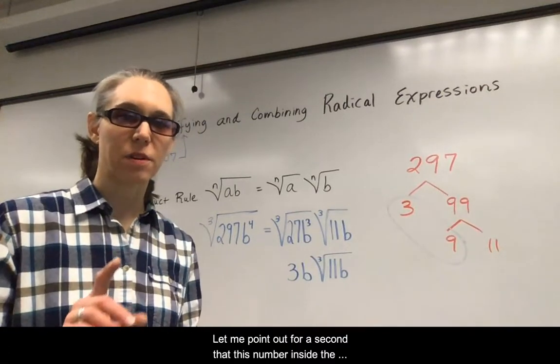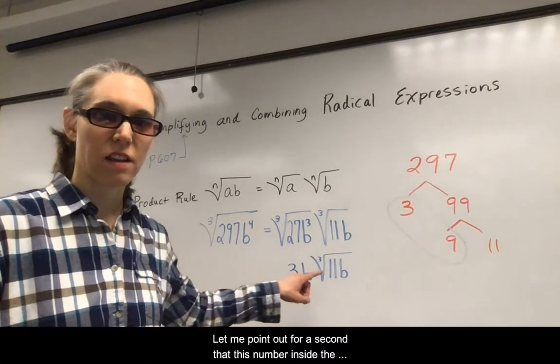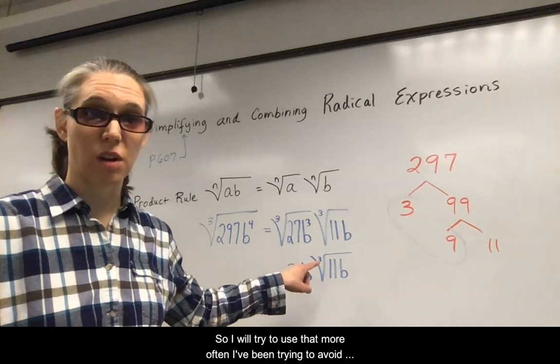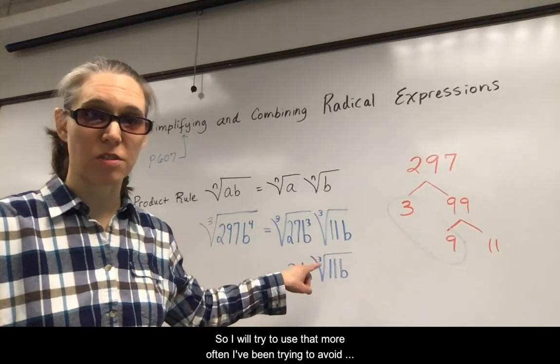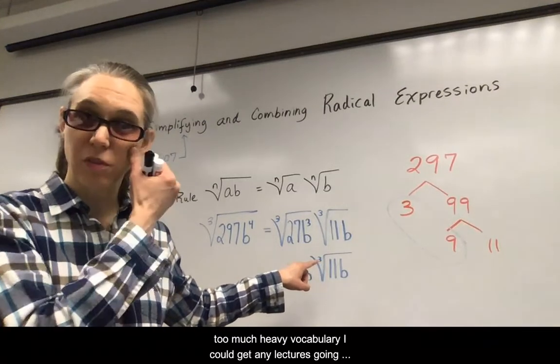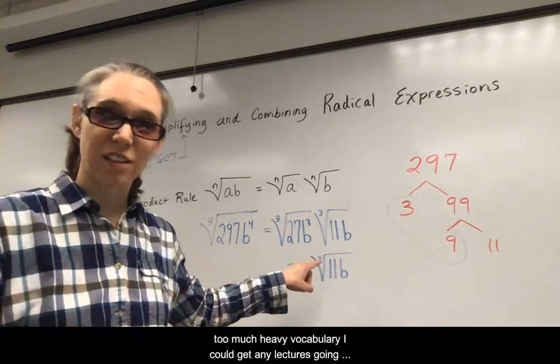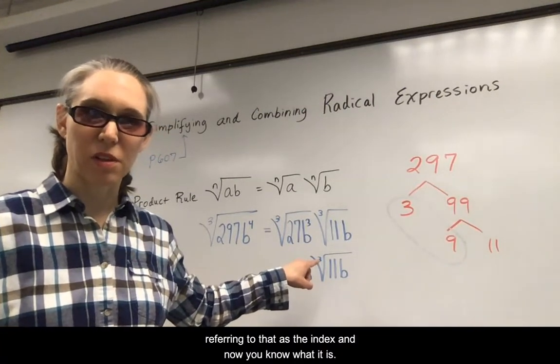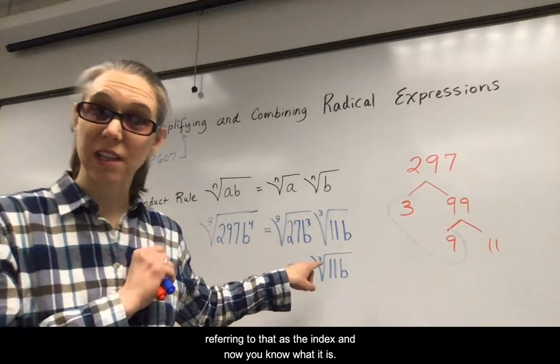Let me point out for a second that this number inside the radical has a name. It's called the index. So I will try to use that more often. I've been trying to avoid too much heavy vocabulary for the sake of getting these lectures going, but this little number is called the index. So I may start referring to that as the index, and now you know what it is.